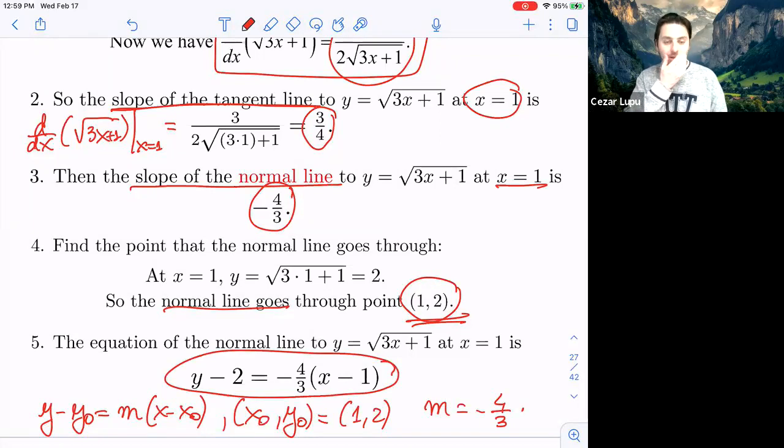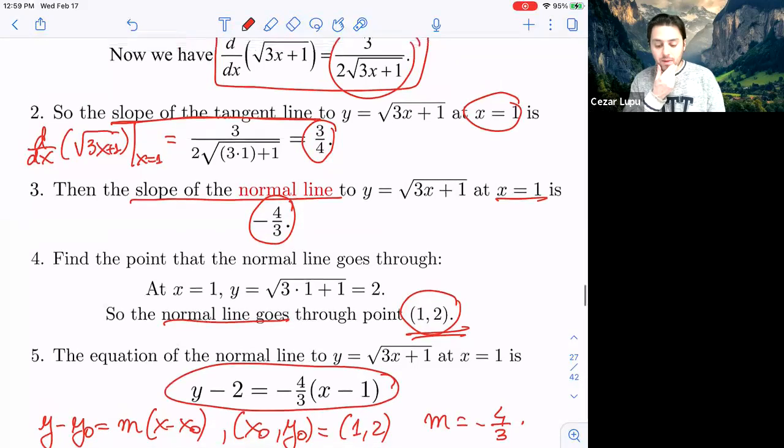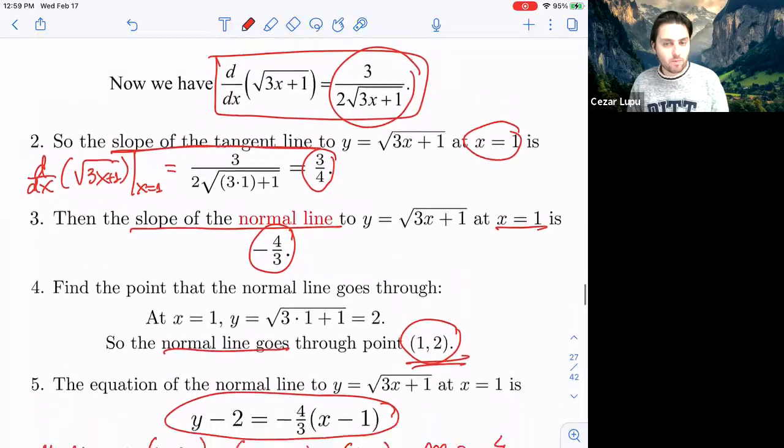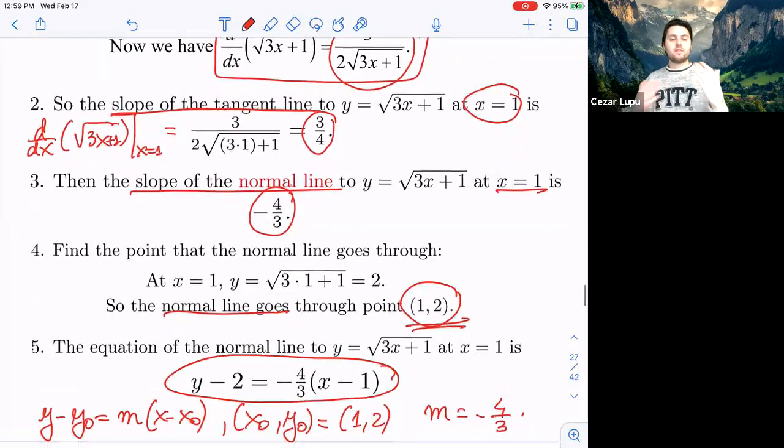So once again, you need to follow these steps. First of all, you're asked about the equation of the normal line. So you need to find the slope of the normal line first, because this is how you express the equation. You have to write the slope, and then you have to find a point that the normal line goes through. But first, to find the slope of the normal line, you need to find the slope of the tangent line, because you know they're perpendicular, so the product of their slopes is -1.